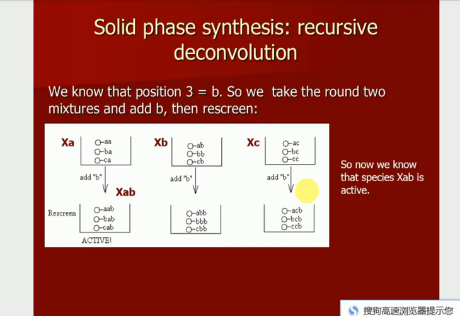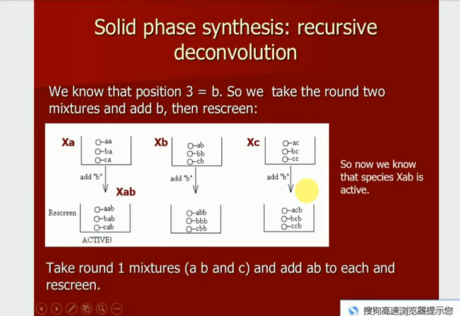So we know therefore that the active compound has got X at the beginning, so it's A, B, or C at the beginning, and then A and B. And finally, we take our round 1 mixtures of A, B, and C, and add A, B to each one, and then rescreen again. So this recursive deconvolution allows us to go to our complex mixture and work out what is actually the active compound within it.